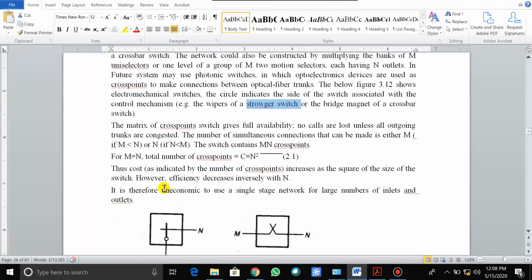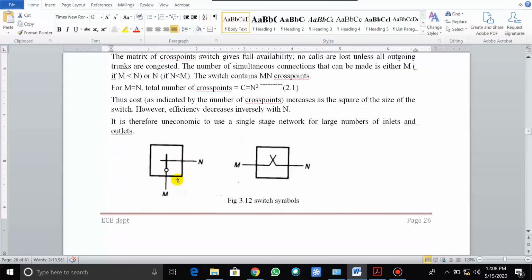So it is uneconomical to use a single stage network for a large number of inlets, that is inputs and outputs. For a small number of inlets and outlets, it will be economical. So these are the switching symbols, how they are going to be represented. This is one kind, this is another kind.